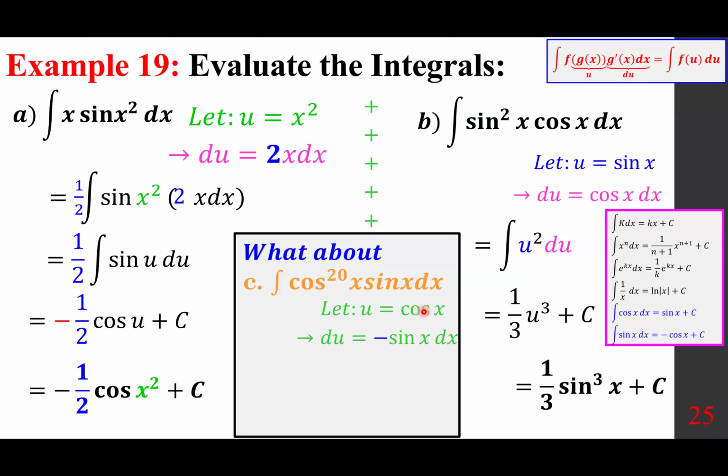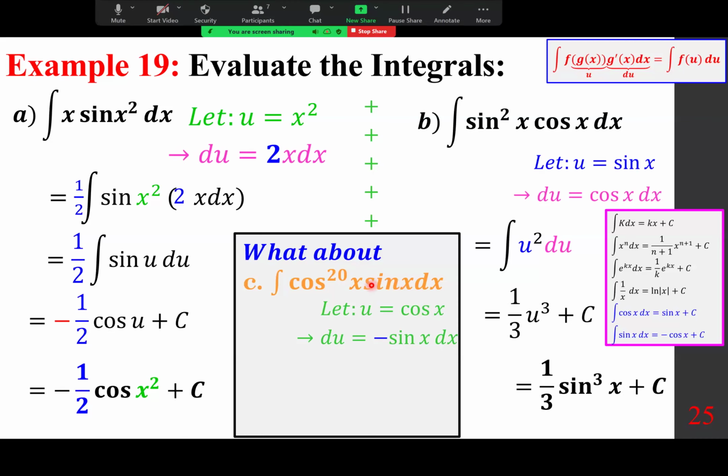Now, notice this one doesn't have a negative sign, so you can plug in, negative out. So you're dealing with negative integral of u to the power of 20 du, which makes it negative 1/21 u to the power of 21 plus a constant, and the u is replaced with cosine. We get negative 1/21 cosine to the power of 21 x plus a constant.